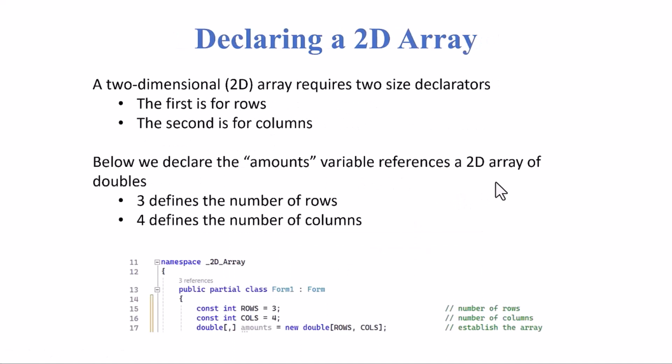You declare the 2D array very straightforward. The two-dimensional array requires 2 size declarators. The first is for rows, the second is for columns, as we already learned.